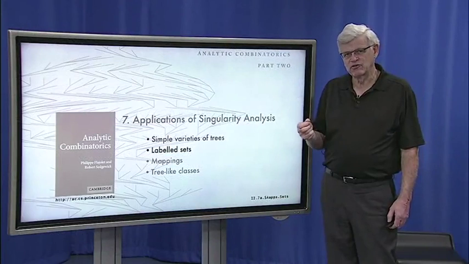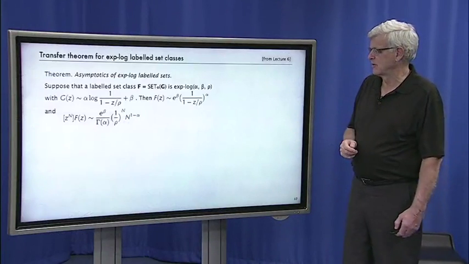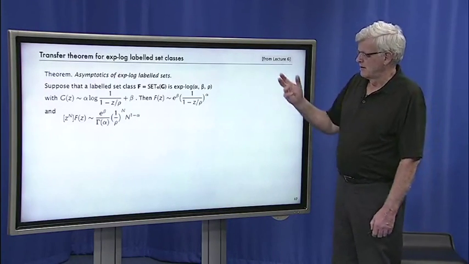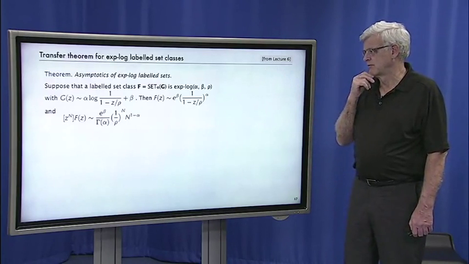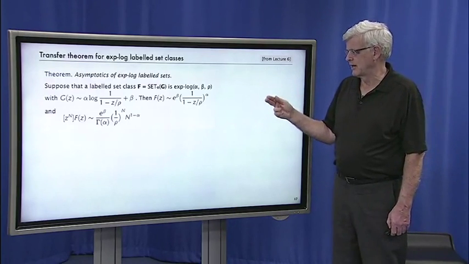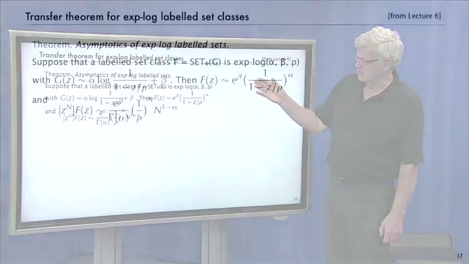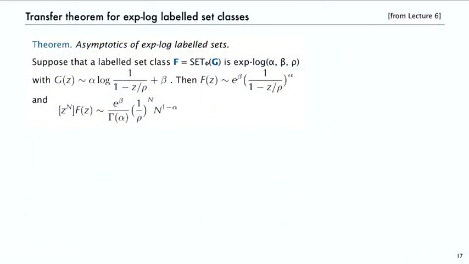Let's take a look at another schema, the labeled set schema or xlog schema. And again, this is another one that we proved in the last lecture using singularity analysis. So it says if you've got a construction of the form F equals set with some restrictions of G, and if it's xlog, that means that G can be approximated as something like log of 1 over 1 minus z plus a constant, with other constants alpha and beta involved.